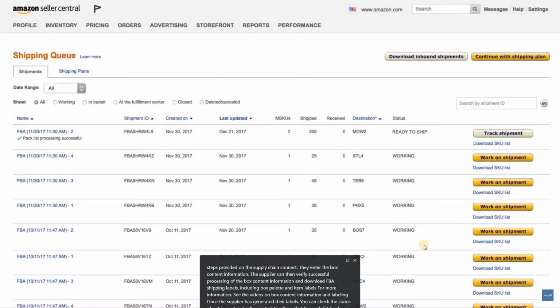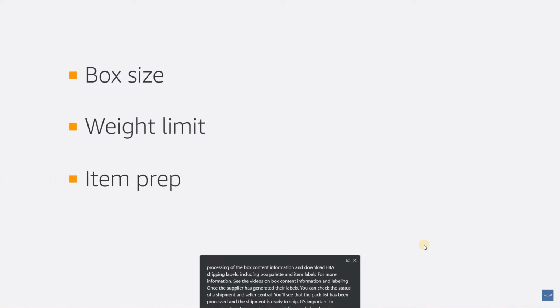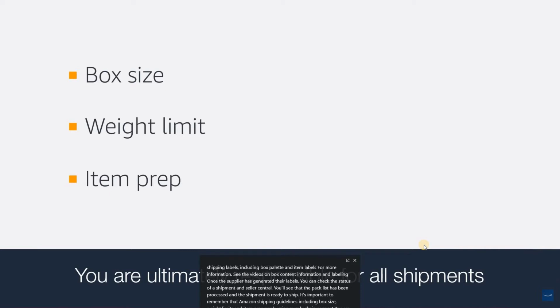It's important to remember that Amazon shipping guidelines, including box size, weight limits, and item prep, apply using Supply Chain Connect. You are ultimately responsible for ensuring that suppliers follow Amazon guidelines when shipping to Amazon so that inventory arrives as expected.